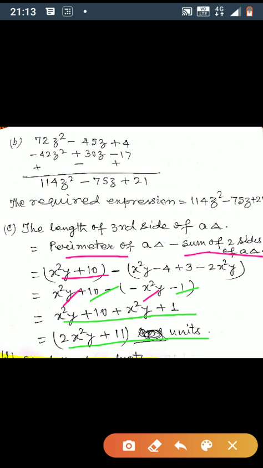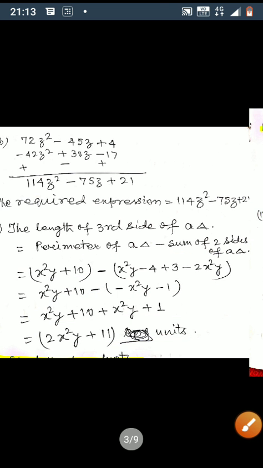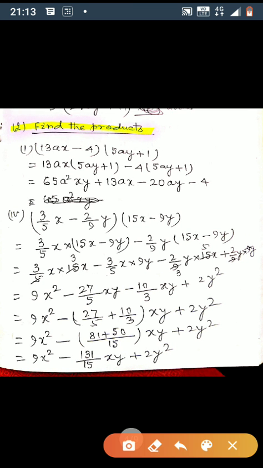Question number 2. Find the product of 13ax minus 4 multiplied by 5ay plus 1. Find the product of binomial by binomial. You will get 13ax common bracket 5ay plus 1 minus 4 common bracket 5ay plus 1. 13 times 5 is 65 a square xy plus 13ax minus 4 times 5 is 20 ay minus, minus times minus 4. Your answer. Similarly, you can do question number 4 also.